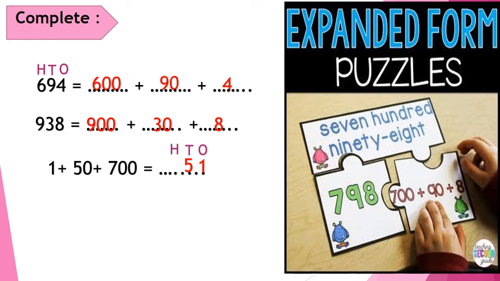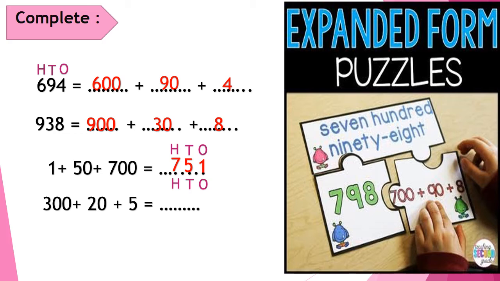This 700, does it have any zeros? Yes, it has 2 zeros, so it belongs to hundreds. Then I will put 7 in hundreds without any zeros. Number 4, 300 plus 20 plus 5.